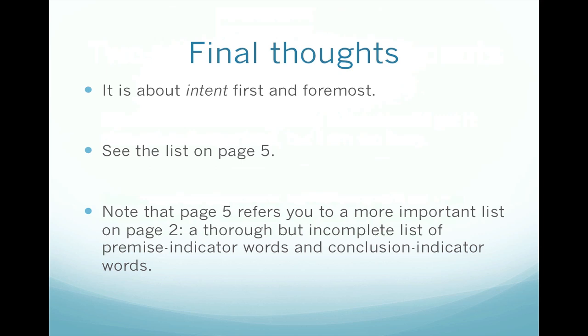Probably the most important, though, is the list on page 2, the premise and conclusion indicator words, which is a pretty extensive list, but language is complex, and I haven't attempted to put every single premise and conclusion indicator word there. But that page 2, those words are crucial, going to be crucial throughout the course here. All right, I'm going to wrap this up.